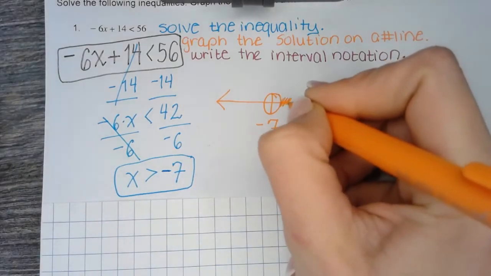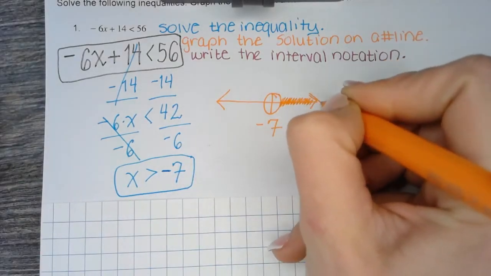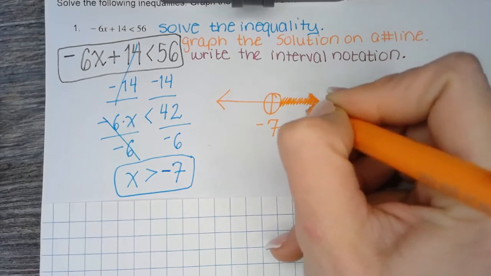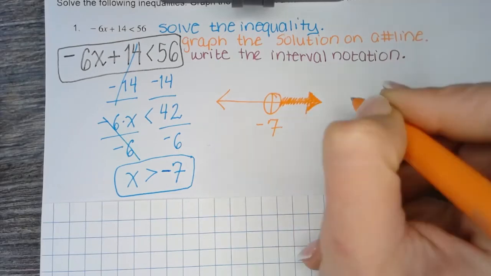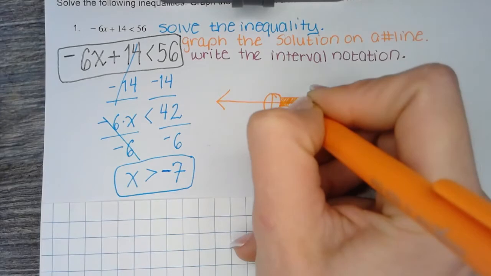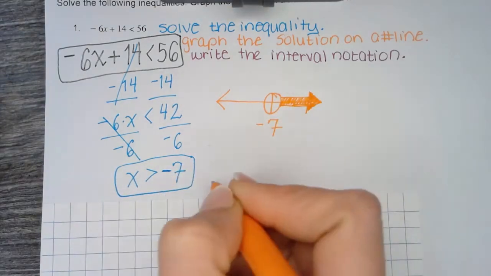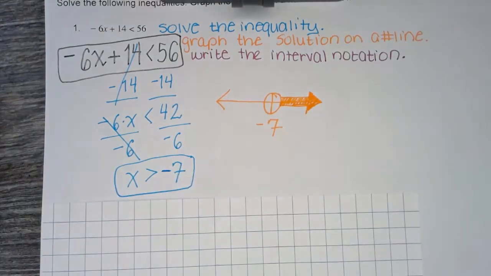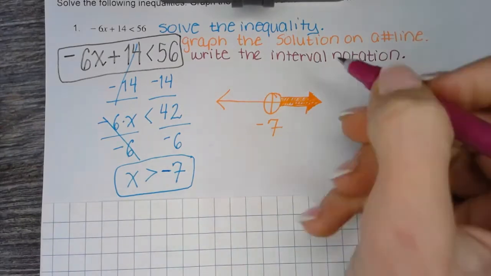You always shade to the right of a number on a number line when the symbol reads as greater than. It doesn't mean the arrow has to look like that, because if x is on the other side, it will look different. Last, we need to do the interval notation.